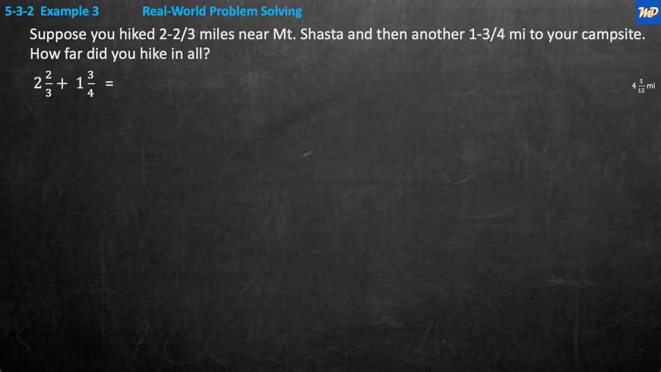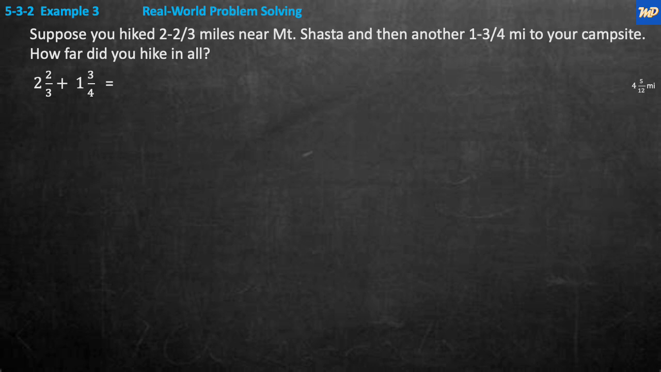Okay, here we go. Example 3. It's a real-world problem. Suppose you hiked 2 2/3 miles near Mount Shasta and then another 1 3/4 miles to your campsite. How far did you hike in all? So we're going to add these two fractions. Well, it's mixed numbers. And what did it say to do previously? It said to convert them to improper fractions.